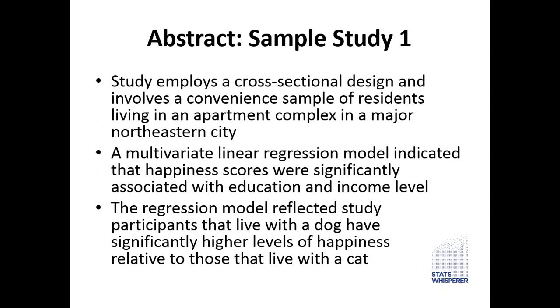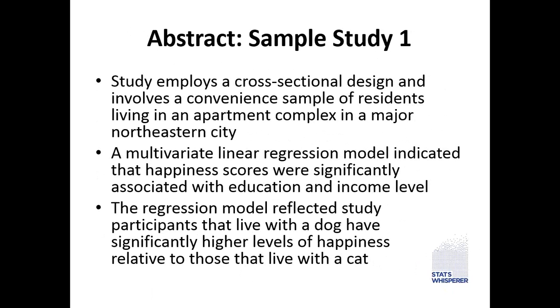says that the study employs a cross-sectional design and involves a convenient sample of residents living in an apartment complex in a major northeastern city. So there's one sentence, and you've already seen 3 or 4 important things. For example, cross-sectional design, convenient sample, a major northeastern city, so it's an urban study. It's one time point cross-sectional, and the method of sampling is convenience.